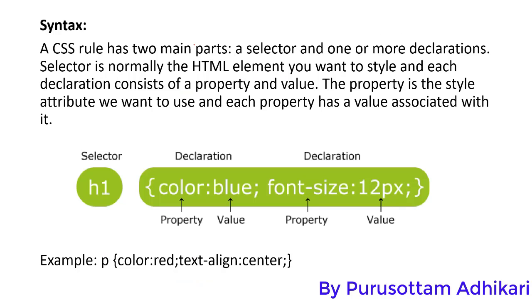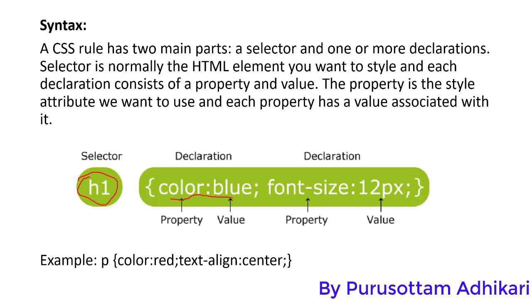Next, the syntax of CSS. A CSS rule has two main parts: a selector and one or more declarations. In the example here, h1 is a selector. It selects the h1 tag, heading 1, and it has a declaration part. Color is a declaration.